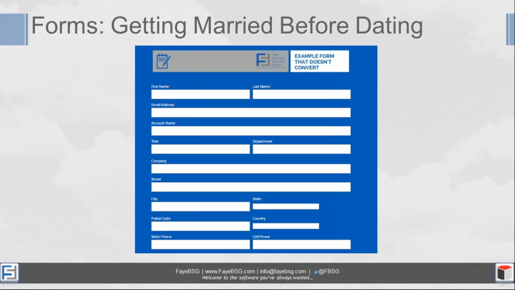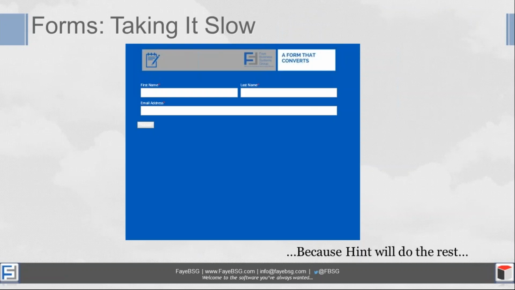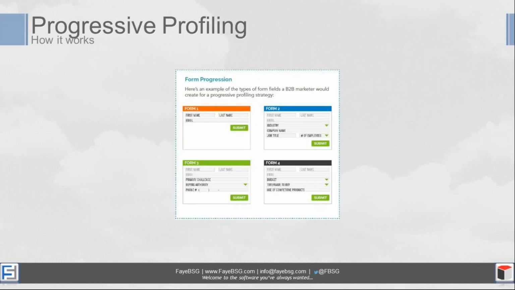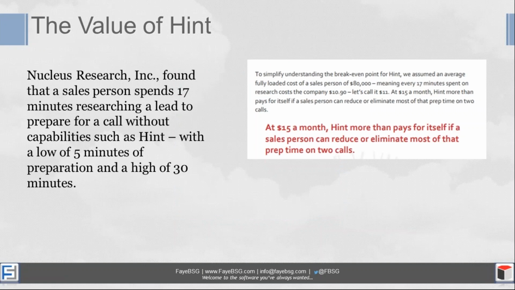I think we have a couple more slides here at the end just to drive home the point of how important and the value of Hint here. So this is actually a case study that Sugar has on their website done by Nucleus Research. They found that a salesperson spends 17 minutes researching a lead to prepare for a call without the capabilities of Hint, with a low of 5 minutes of preparation and a high of 30 minutes.